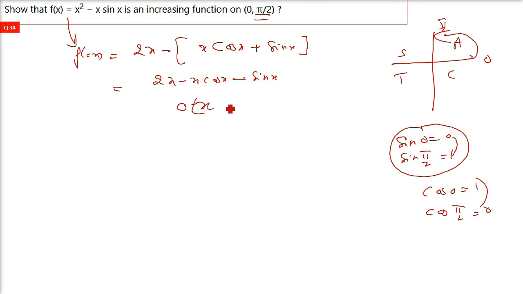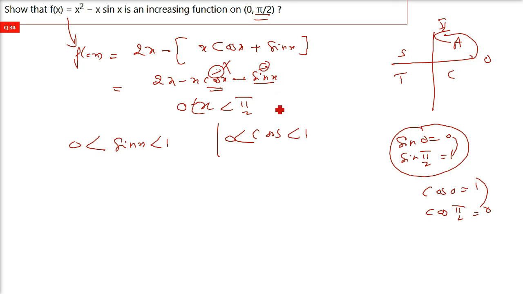Alright, so if x is between 0 and π/2, sin x is between 0 and 1. Cos x is also between 0 and 1. I told you 0 and π/2 are the interval. So when we have sin x and cos x, both are positive, and any value of x between 0 and π/2 is again positive. So 2 into positive minus positive into positive minus positive is going to be what? This x is also between 0 and π/2.